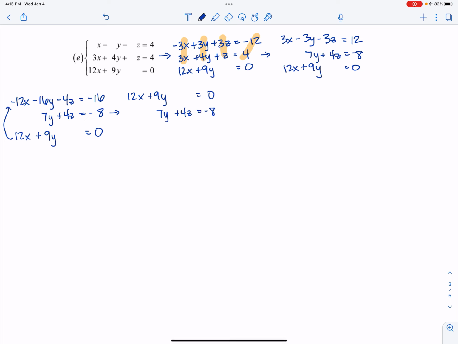And then the top equation, since we added, 12 minus 12 is 0, 9 minus 16 is negative 7, and 0 minus 4 is negative 4. And then 0 minus 16 is negative 16.